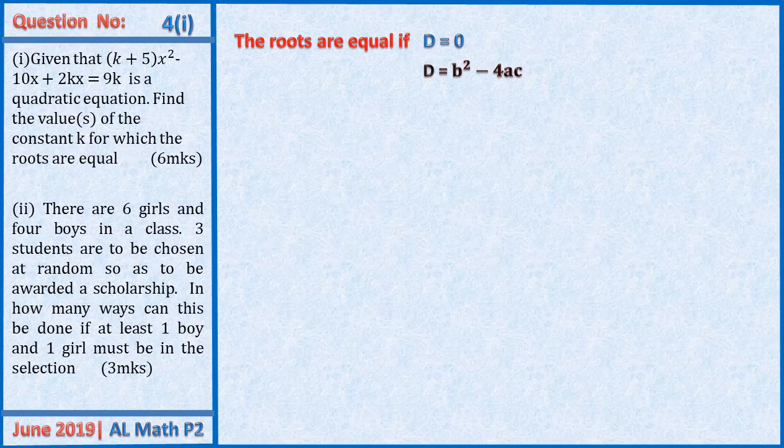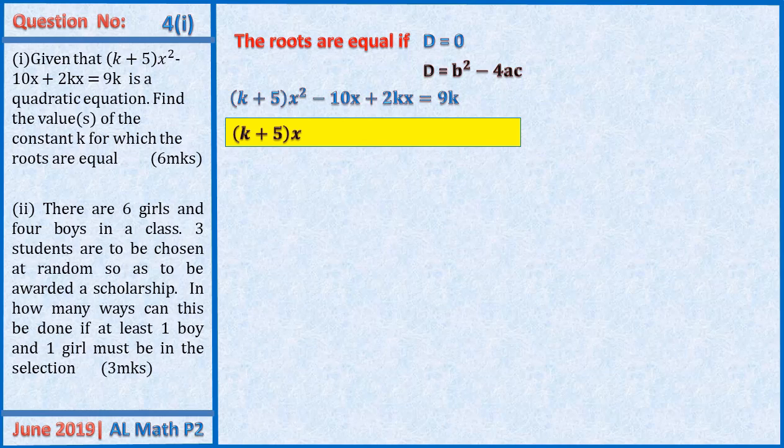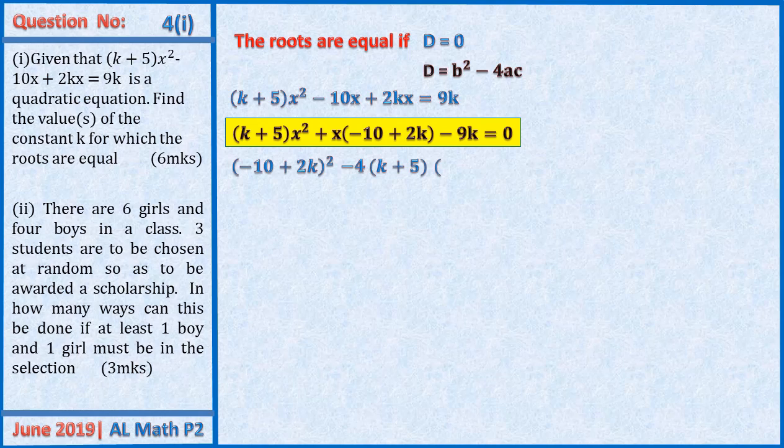In this case, we have the discriminant equal to 0, where the discriminant is defined as D equals b squared minus 4ac. And writing this equation in the general form, we have k plus 5, all of that, x squared plus x times minus 10 plus 2k, minus 9k equals 0. We can now look for the discriminant and equate to 0. That gives us b squared minus 4 times a times c equals 0. When you open out, you have 100 minus 40k plus 4k squared plus 36k squared plus 180k equals 0.